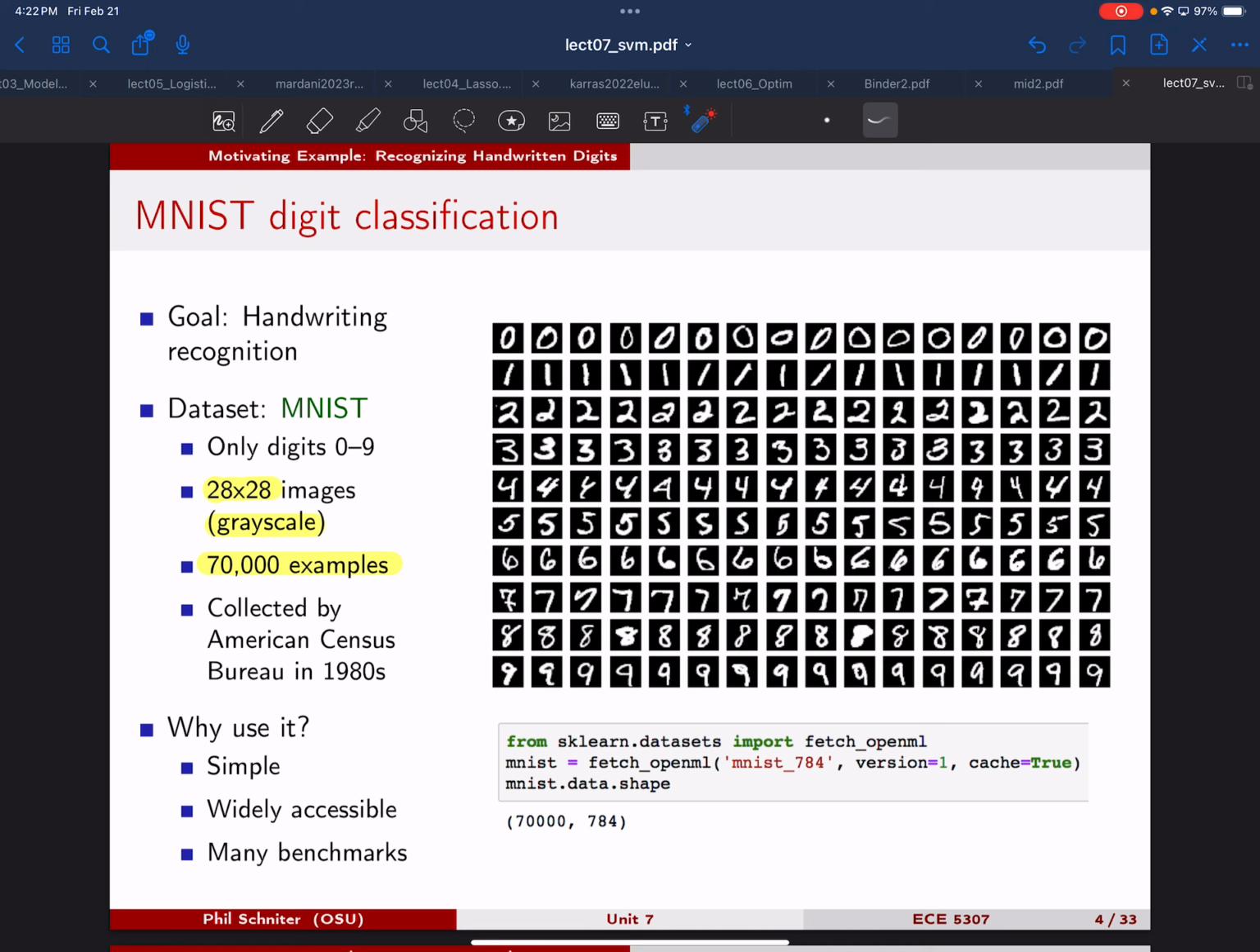So yes, that's a good point. This took some effort to collect all this data, and that's true of a lot of data sets that we have in machine learning. They take effort to collect. But anyway, by today's standards, this is small, but it is definitely famous. A lot of people have played with it.